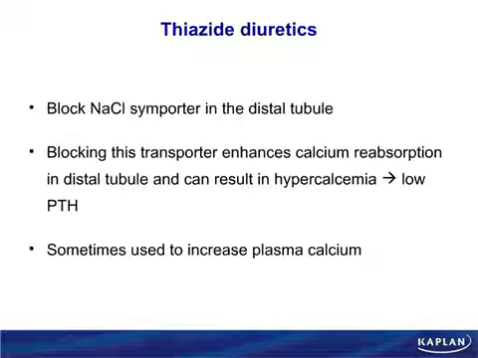Thiazide diuretics are sometimes used to increase plasma calcium. Thiazide diuretics are a mild diuretic, and we use them to treat hypertension. Sometimes we use them as diuresis for heart failure, but again, loop diuretics are more potent diuretics because they work earlier in the nephron. The distal convoluted tubules will reabsorb about 5% of the sodium that was filtered.